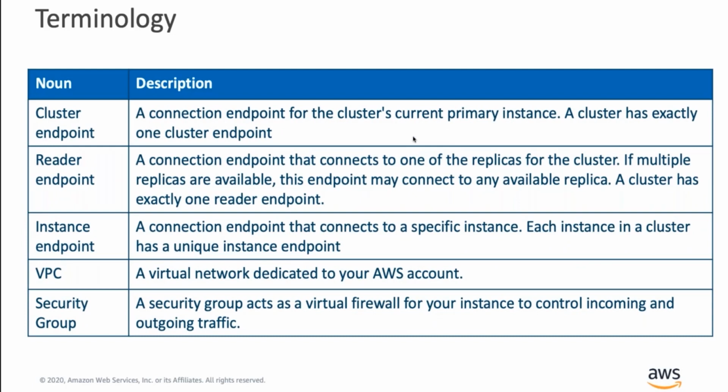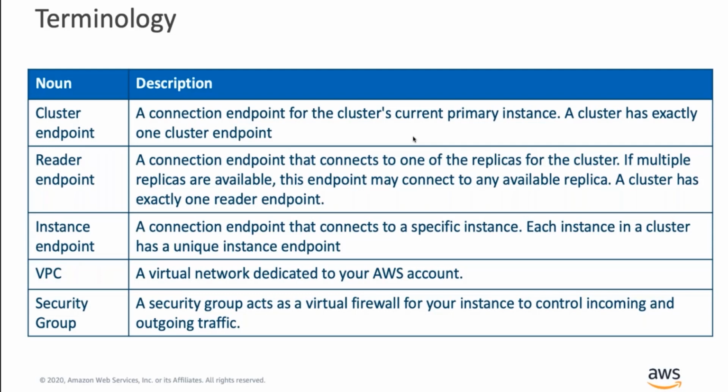Next, you have endpoints. There are 3 types of endpoints in DocumentDB. An endpoint is essentially the DNS that you connect to. The first one is the cluster endpoint, which is the cluster's primary instance endpoint, and every cluster can only have one cluster endpoint. Next, you have reader endpoints. The reader endpoint is a connection endpoint that connects to one of the replicas for your cluster. If your cluster has multiple replicas, then the reader endpoint will connect to any of those available replicas in round-robin fashion, I believe.